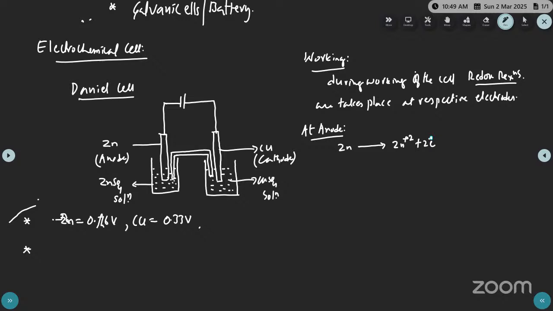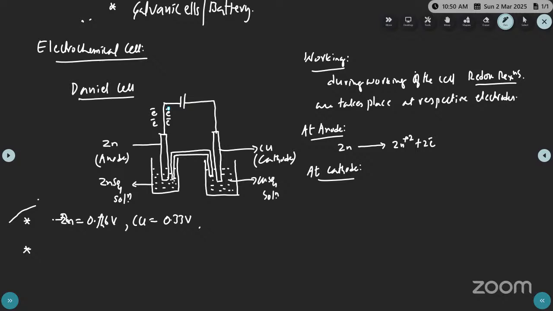Oxidation reaction always takes place at the anode. And next, at the cathode. During the anodic reaction, what happened? From the anode, the electrons are liberated, and an electron path is established. The electron path or electron flow is nothing but current.